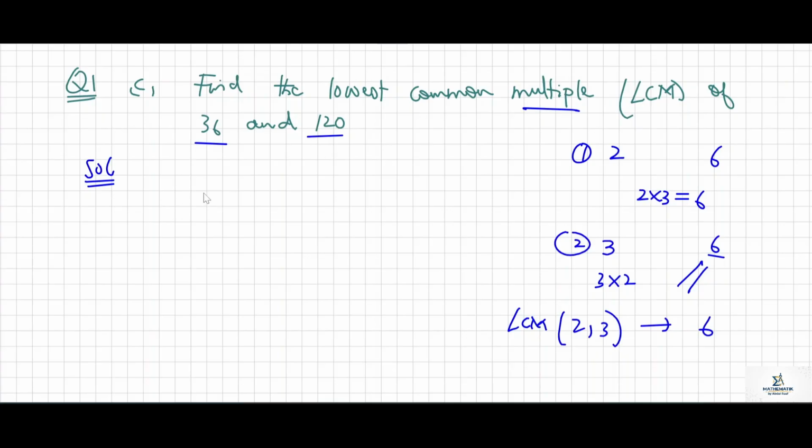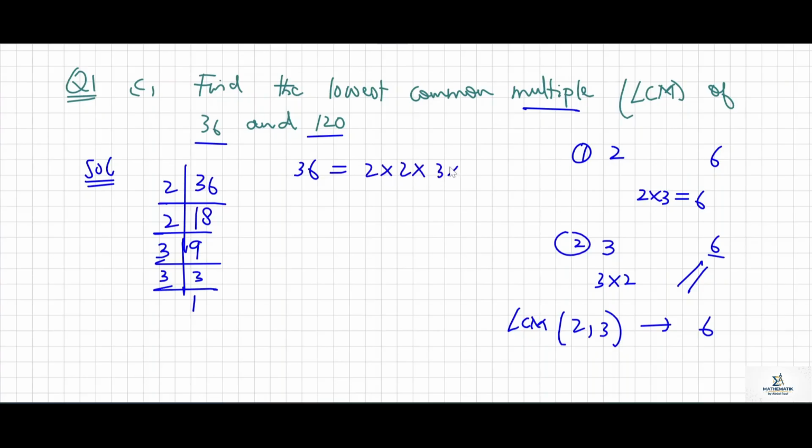It might confuse you, no? I don't want to confuse you. Let's do it. So 36, you can divide it by 2 and you will get 18, and then you will get 9, and 9 divided by 3, you will get 3. Similarly, 3 divided by 3, you will get 1. So 36 can be written like this: 2 into 2 into 3 into 3.